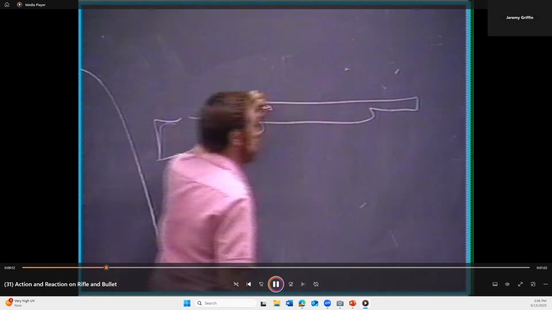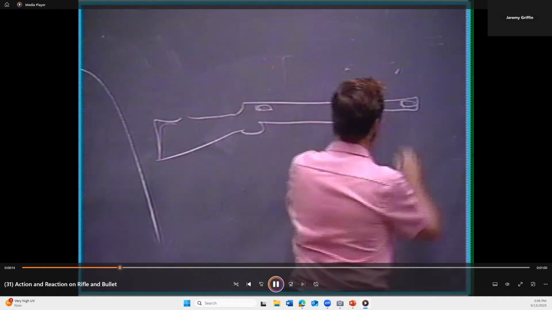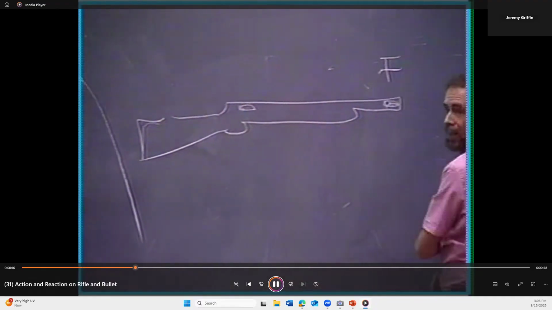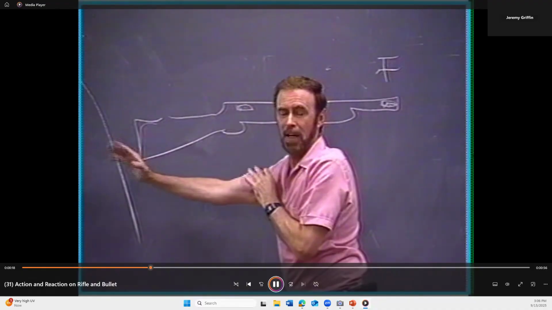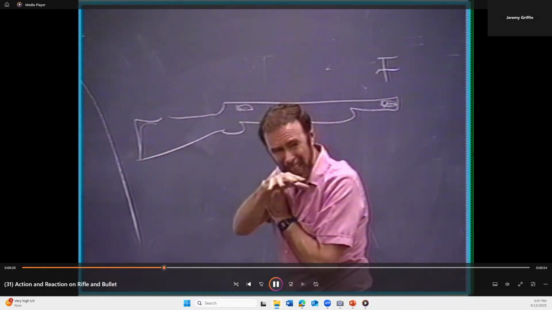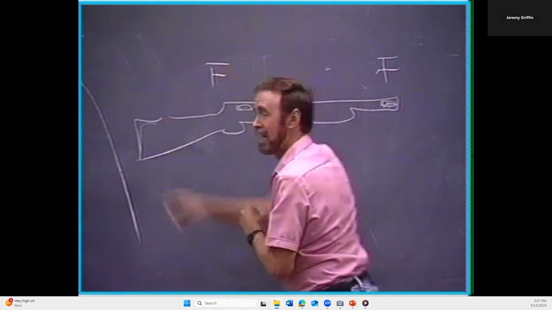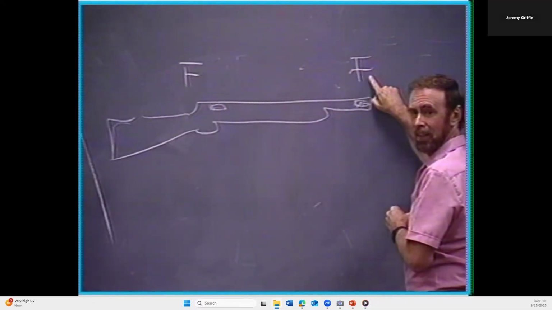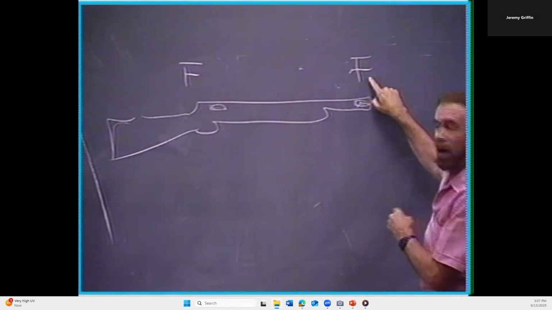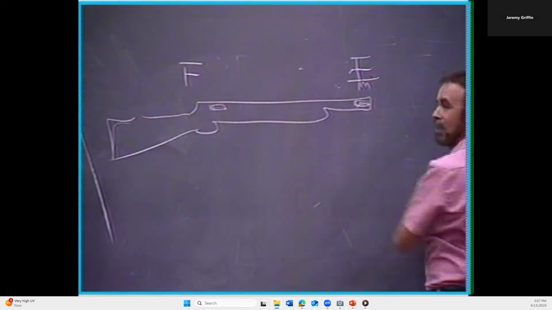Here's the bullet. Bullet races out. And the bullet has a force acting. But that gun kicks back. How much force? Really the same? The same. The same force acting back. Now, the acceleration of a bullet, a lot or a little? The answer begins with an L. A lot. Because here's the mass of the bullet.